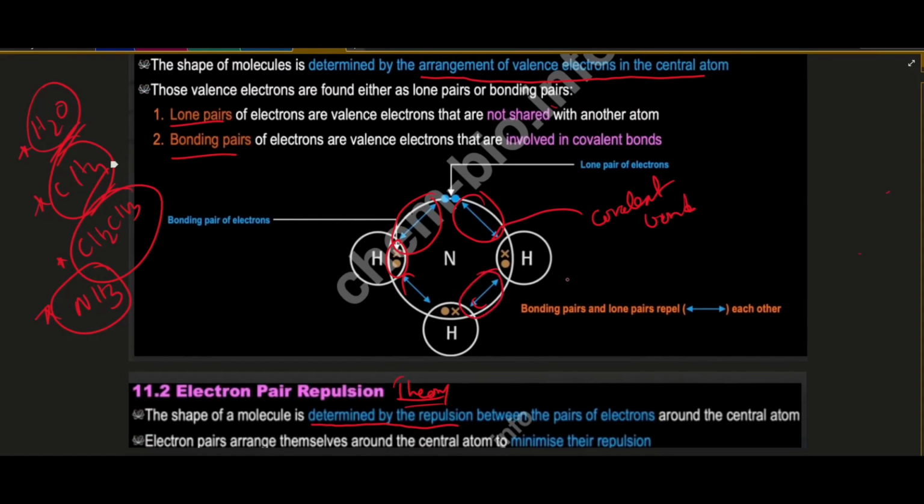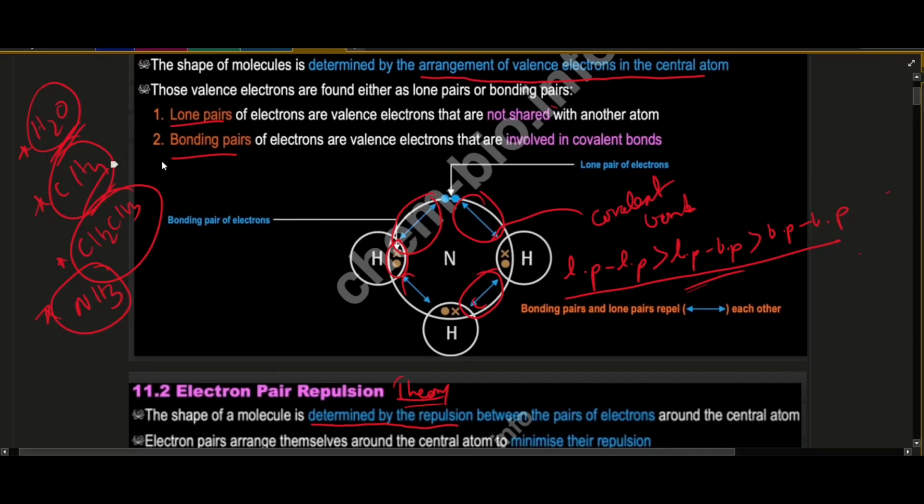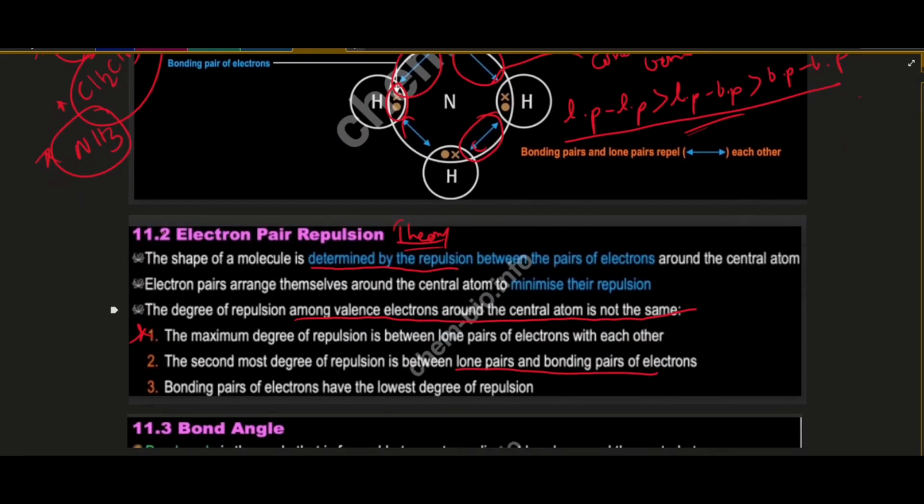So we can just easily write LP-LP is greater than LP-BP is greater than BP-BP. Am I clear? This is the priority. The repulsion faced by the lone pair electrons is highest, then lone pair-bond pair, and the lowest is bond pair-bond pair. So these are basically whatever I explained, provided in professional words. You can take the notes.